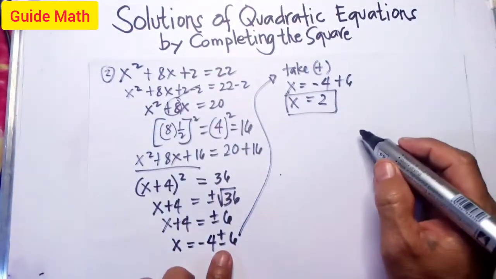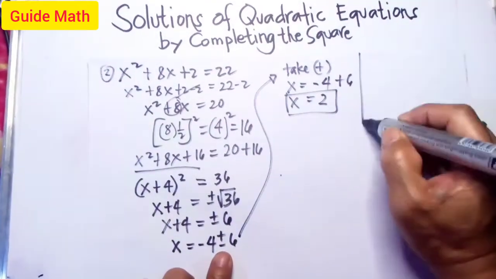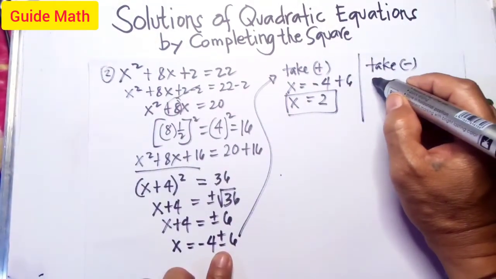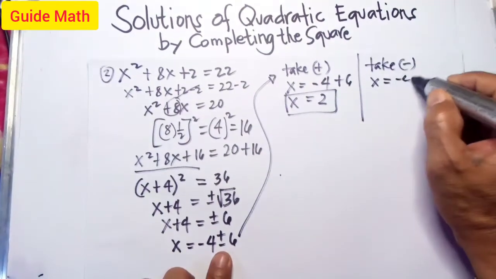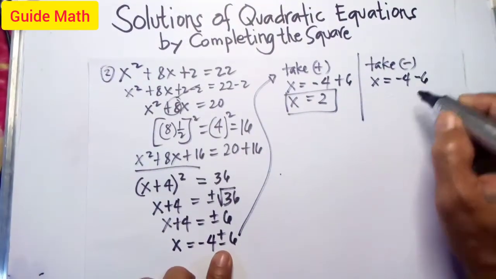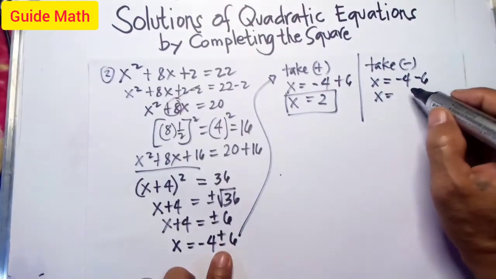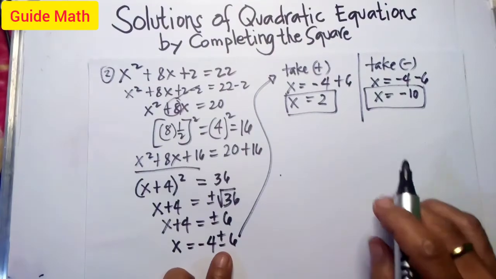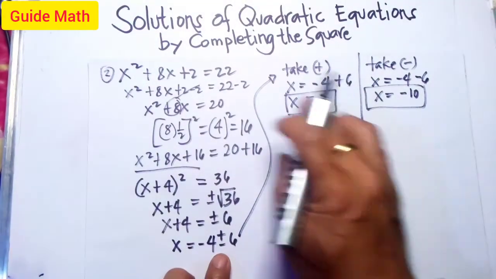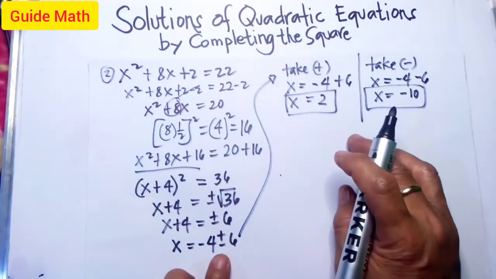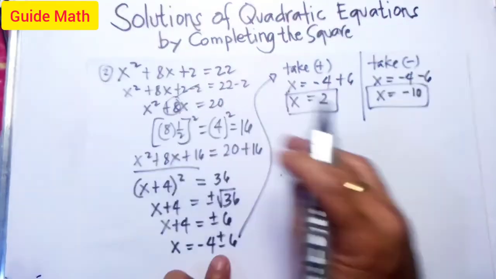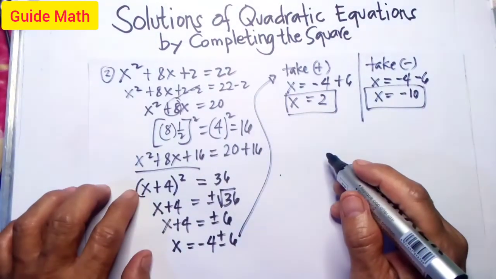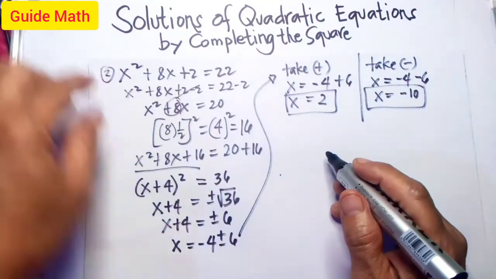So first value of our x taking positive. Then second value, we have to take negative. So x is equals to negative 4 minus 6. So x is equals to negative 10. So this is your second value of our x. So if you have to substitute that in our original equation, so 100% that this could satisfy the given quadratic equation.